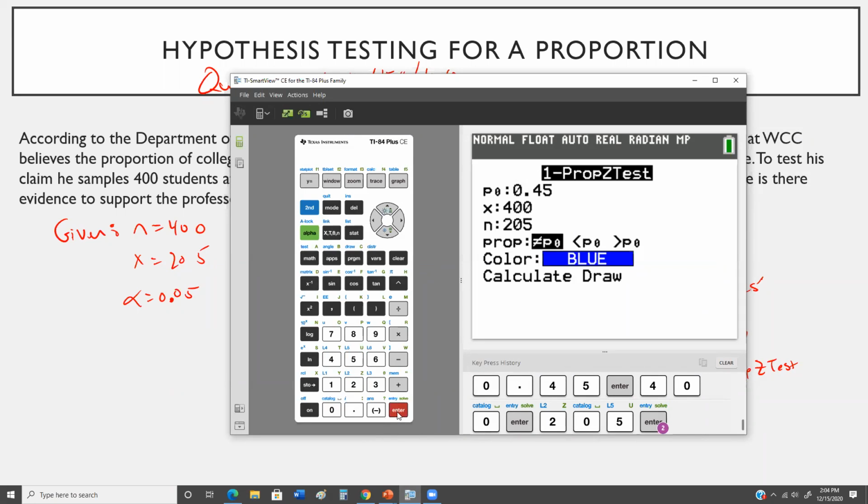So I can't stress this enough. If you select the wrong test, you're going to get the wrong p-value. Okay? That's why it's incredibly important.